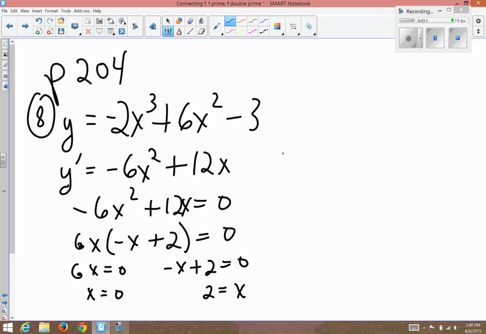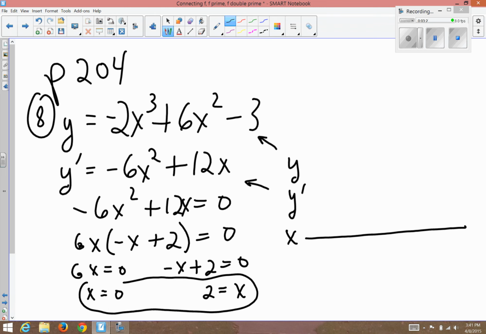So now we're going to make a chart with y, which represents that, y prime represents that, and the x-axis. On the x-axis, locate these critical values. 0 is called a critical value because when x is 0, y prime is 0. 2 is a critical value because when x is 2, y prime is 0. So all of these labels, very important. Y prime is 0 when x is 0 or 2.